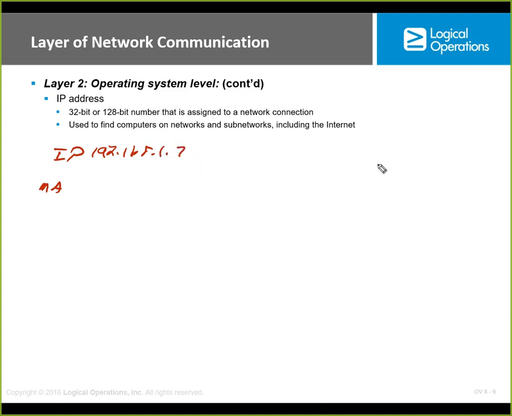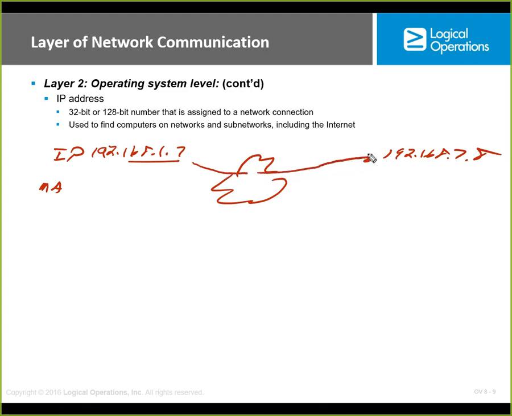My address is 192.168.1.7, and I'm trying to get over here to 192.168.7.8. The routers will use the IP address to get it over here to this network. So we've got the internet here. It's going to go across the routers to get to this network. When it gets here, our ARP protocol will use the destination IP address to find the MAC address. Does that make any sense?